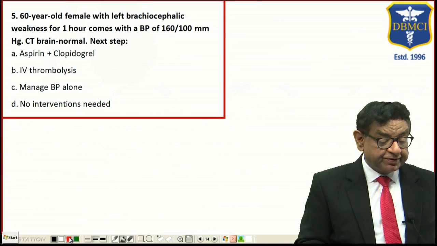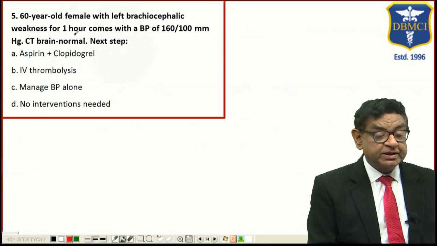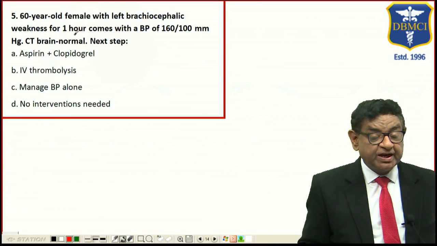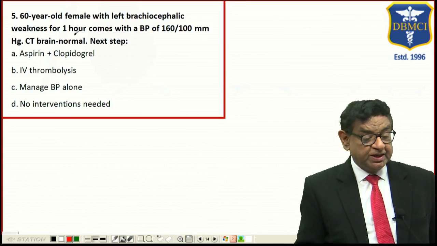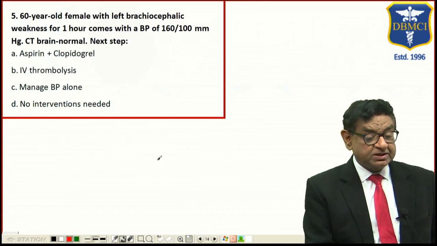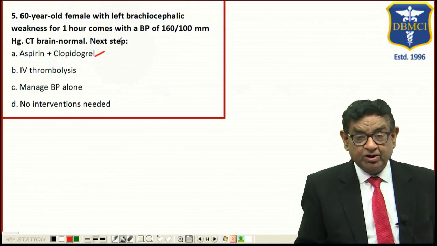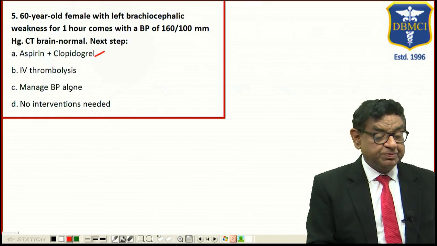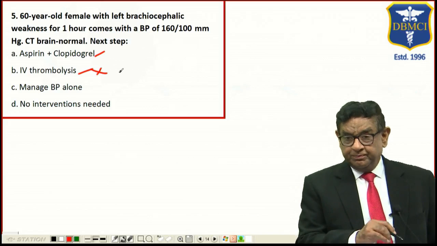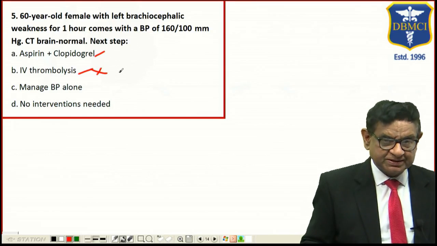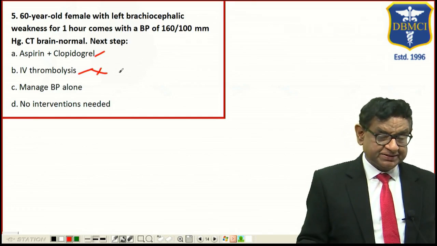Question number 5. We got one lady who has brachiocephalic weakness for 1 hour, BP 160 by 100, CT scan is normal. What will you do in this case? The answer of this is A. Now you all must be thinking the answer should be thrombolysis. This is the most common wrong answer. Why is this the answer? Why not B? So let's analyze the case.